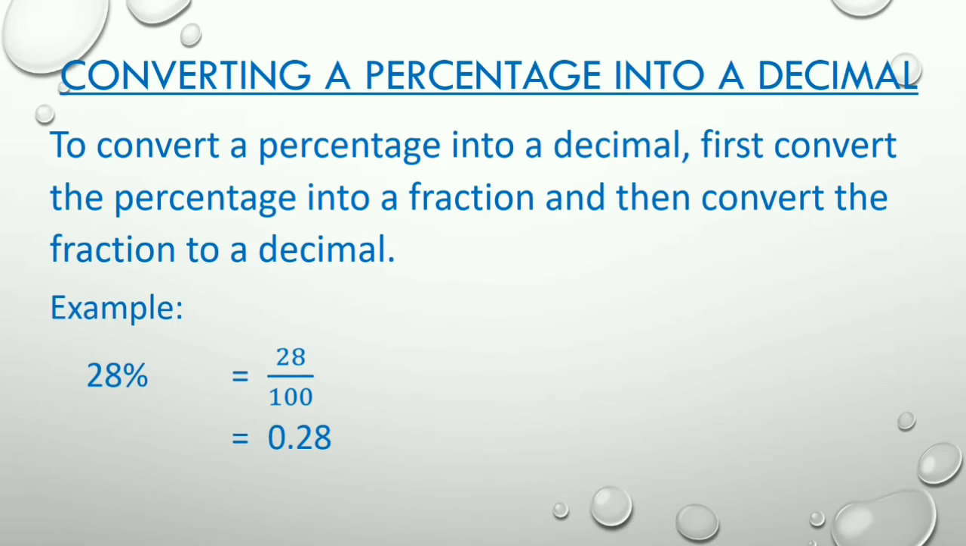Now converting a percentage into a decimal. To convert a percentage into a decimal, first convert the percentage into a fraction and then convert the fraction to a decimal. We have an example here, 28% is equal to 28 divided by 100. In the form of a fraction, 28% can easily be written as 28 by 100 because the symbol percent can be replaced by 1 by 100. Now 28 by 100 is clearly 0.28 in the form of a decimal. Therefore 28% is equal to 0.28 in the form of a decimal.